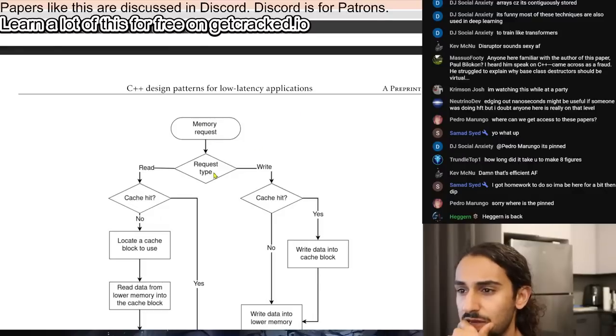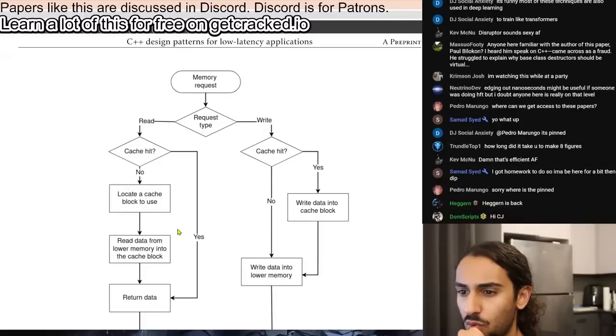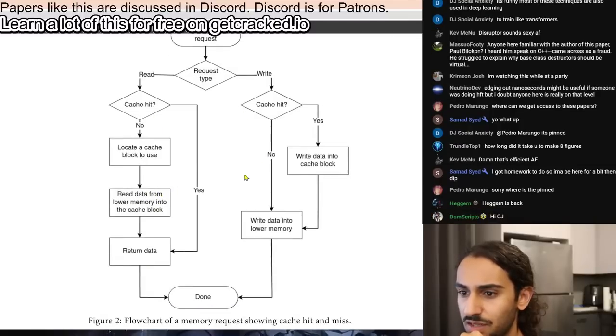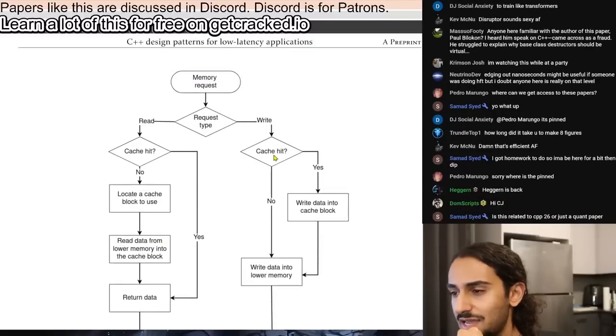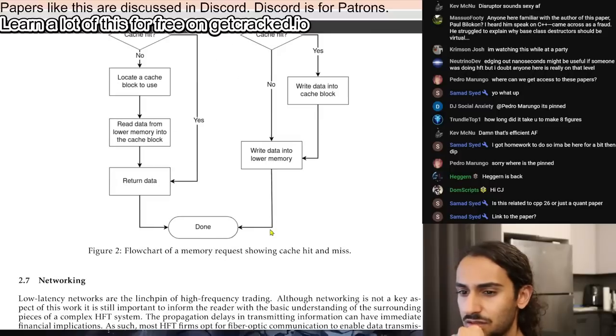Memory access request type: read, cache hit? No. Locate a cache block to use, read data from lower memory into the cache block, return data. Yes, return data, done. Write, cache hit? Yes, write data to block, write data to lower memory. No, write data to lower memory directly, done.